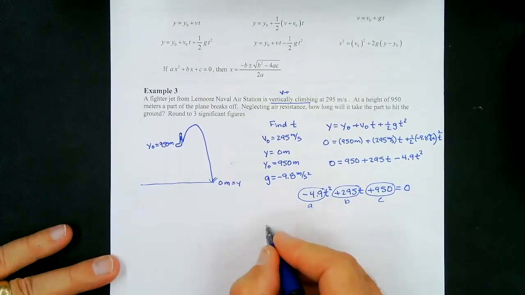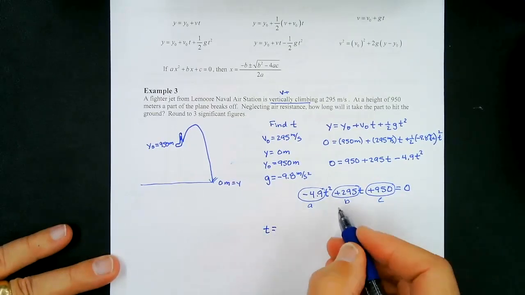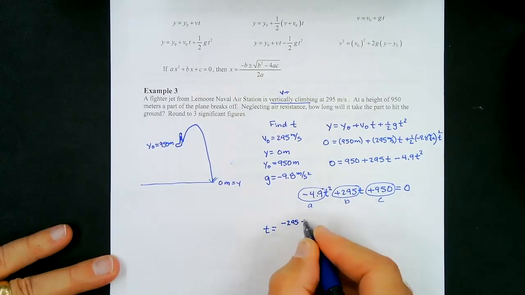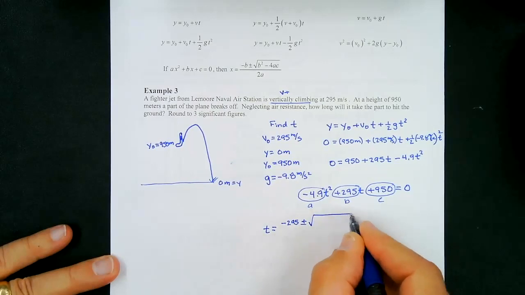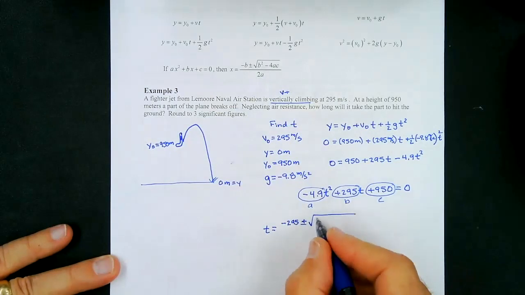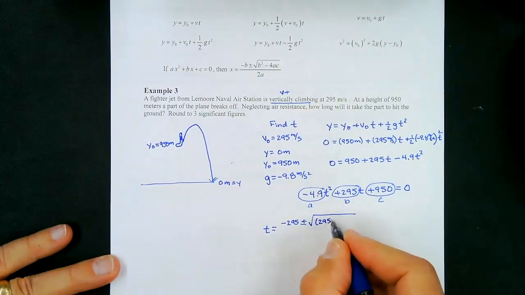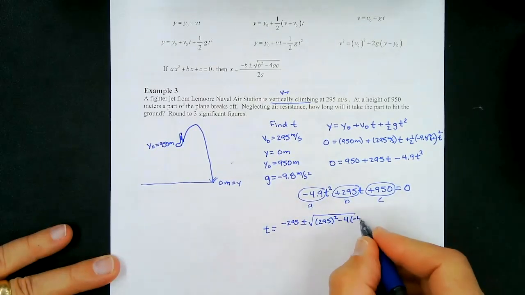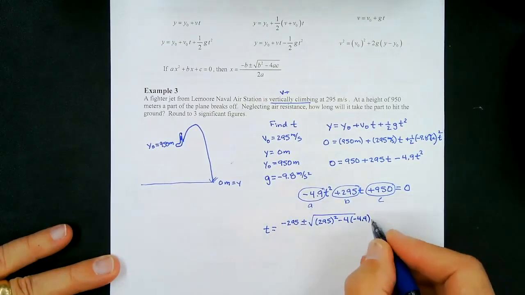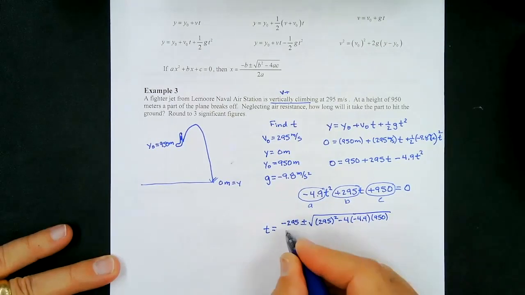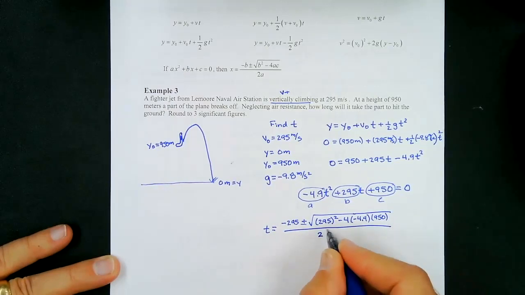And again, our variable is t. So t is going to equal negative of b. So that'd be negative 295 plus or minus the square root of b squared. I'm just using this, okay? So b, which is 295, so I'm going to put parentheses around it. 295 squared minus 4 times my a. In this case, my a is negative 4.9 times your c, which is 950. And that's all over 2 times a, which is negative 4.9.